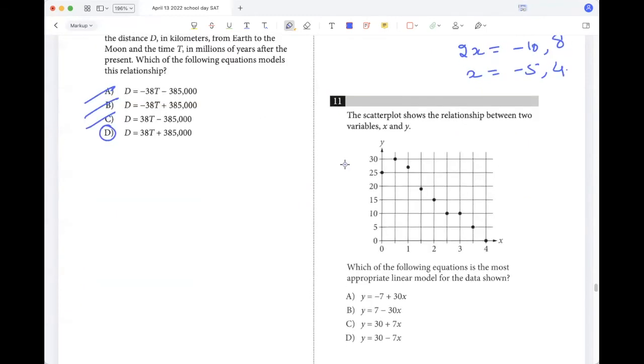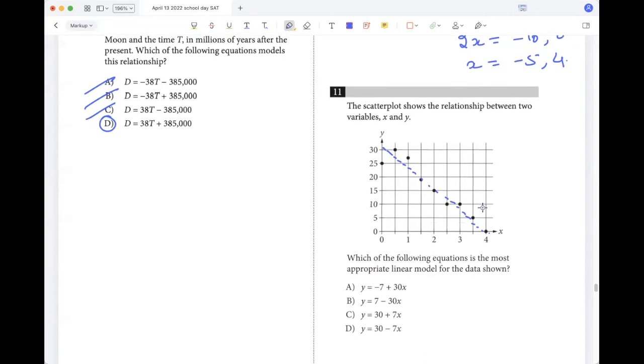The scatter plot shows a relationship between two variables. Which of the following is the most appropriate linear model? Okay, the most appropriate linear model would be something like this, I guess, right? So I can see that my y-intercept is close to 30, right? So A and B are out. And I can also see that my slope will be negative, so C is also out. So it's D.